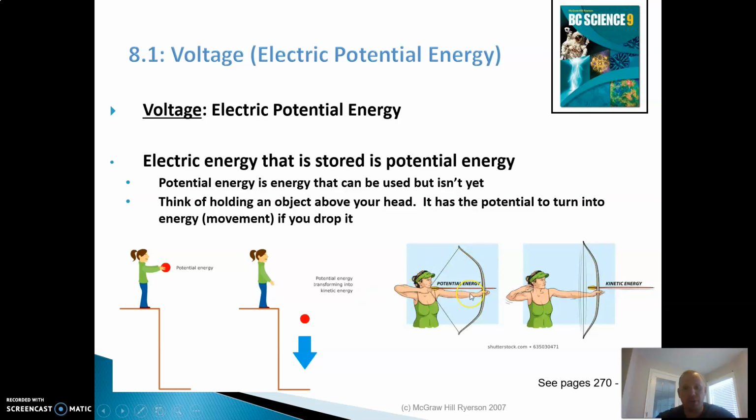Another example is this bow and arrow. When the person draws the bow back, it has a ton of potential energy. It's not moving yet. As soon as they release the bow, it doesn't have any potential energy left, but all this energy is being converted to moving energy, kinetic energy. So electrical potential energy is like that. It's energy that's stored in something like a battery, and then once you plug it into an appliance or something like that, it starts being changed into other types of energy. But that's what voltage is.